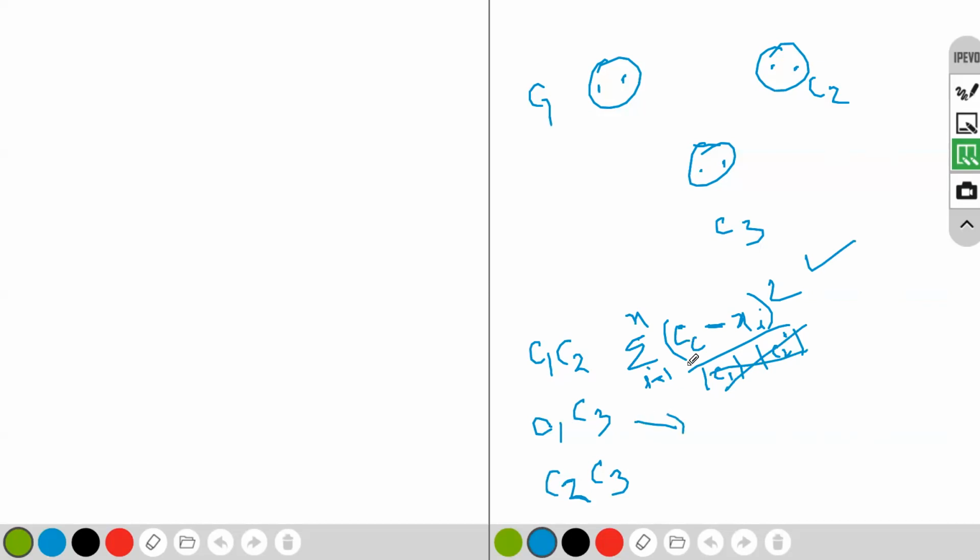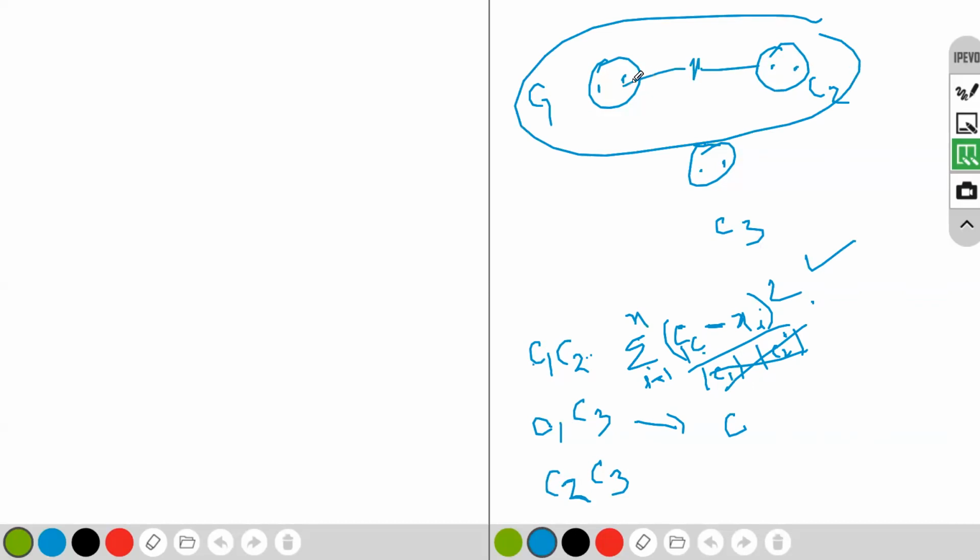Similarly, we will check for the others. It was C1. Whatever the C1, C2 collective centroid comes, based on that we are calculating the sum of squares. Suppose this was merged, right? So this is the centroid. Based on that, I will be calculating the sum of squares of all the values. Suppose that it came as 10. Suppose here also the sum of squares we calculated came as 11. And here it came as 15.